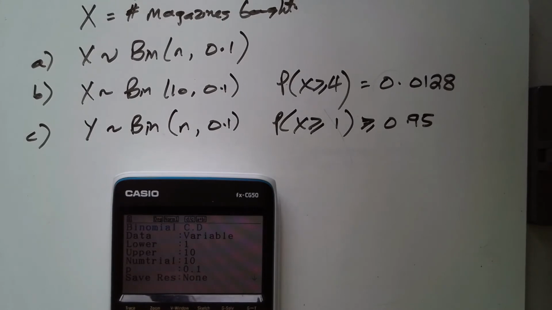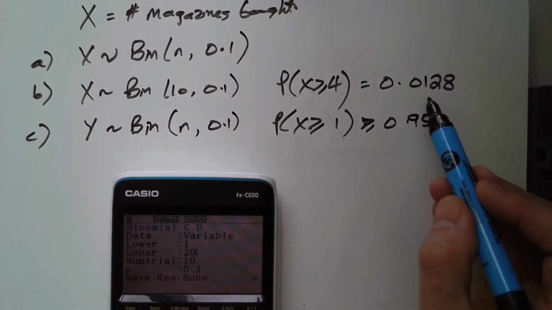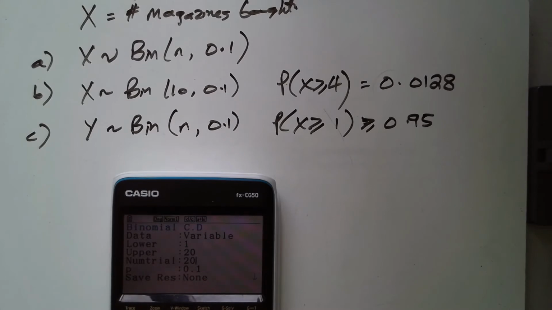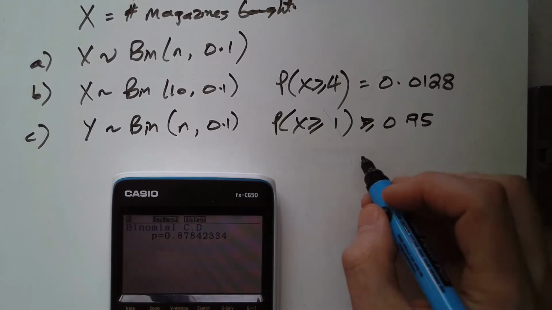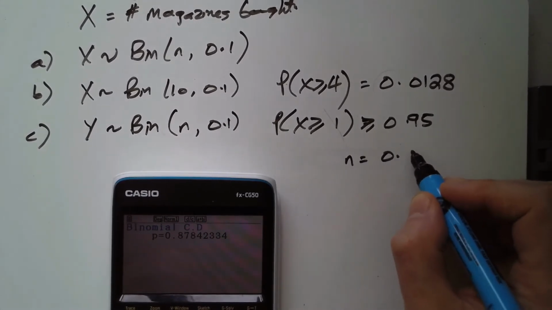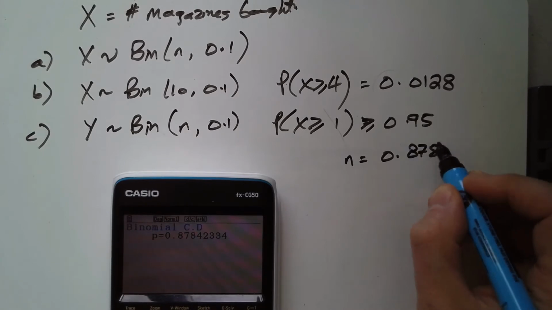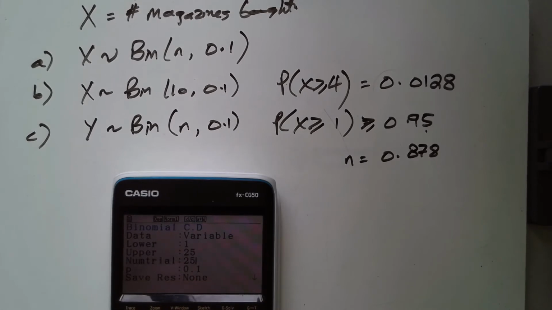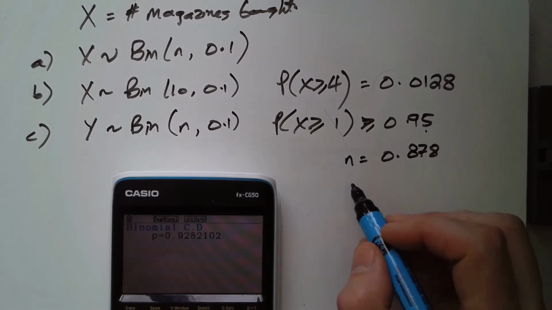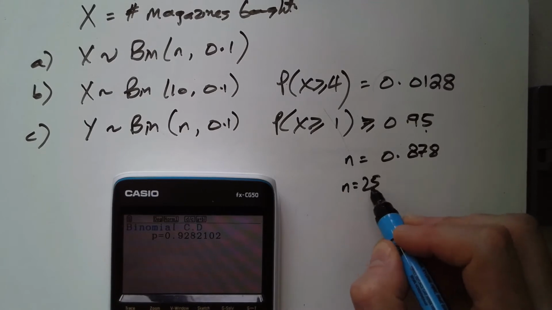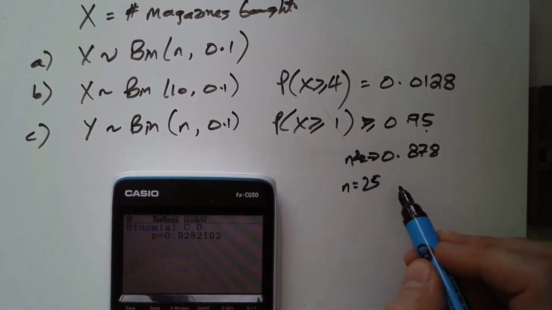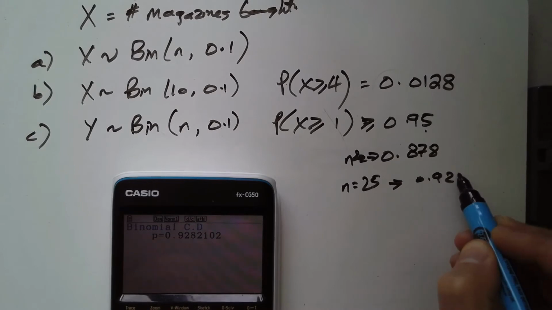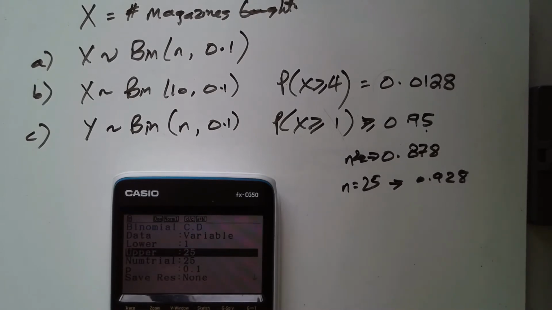So we want 1. The upper end and the number of trials are going to be the same. Let's try 20 to start with. When n is 20, that wasn't a bad starting guess. We get 0.878, so that's not high enough. So let's go to 25, and we're getting better. See, look, this isn't going to take too long. This is probably the quickest way.